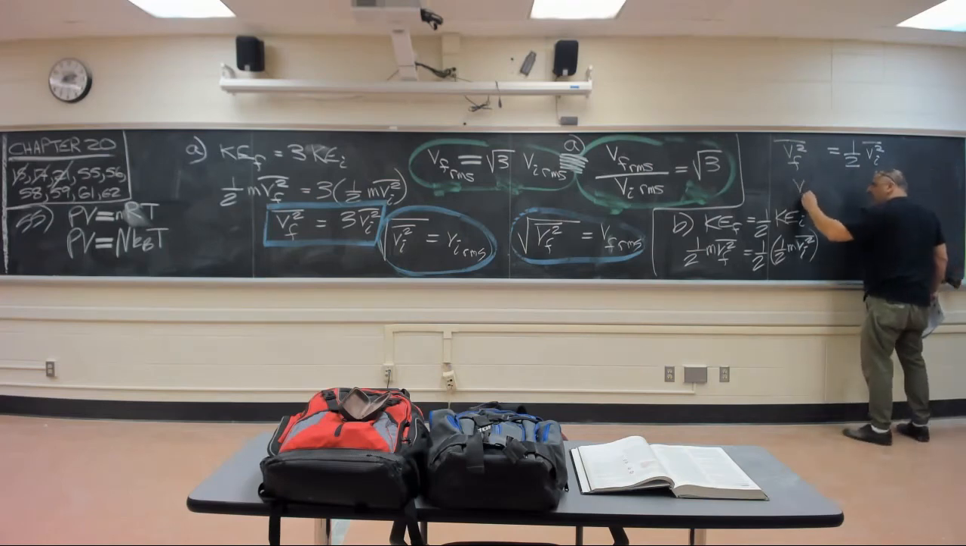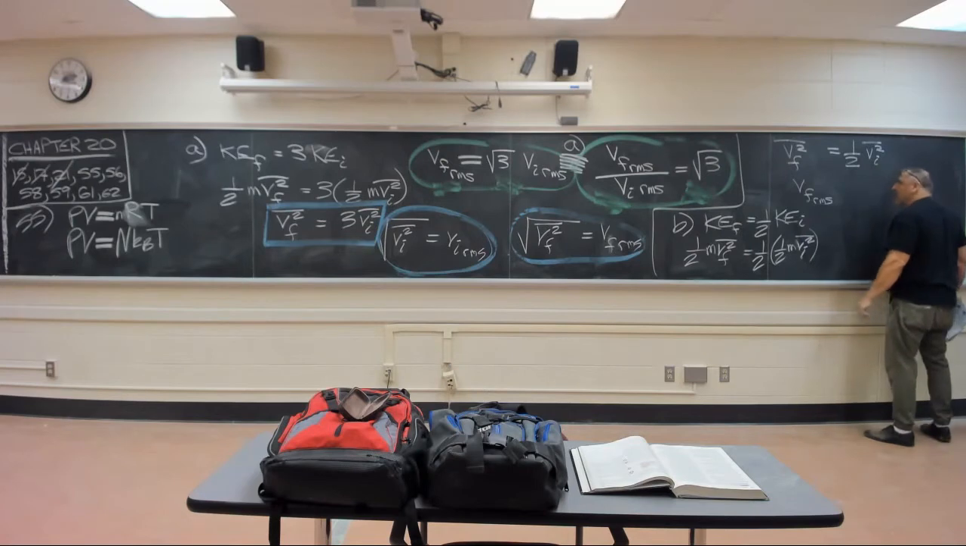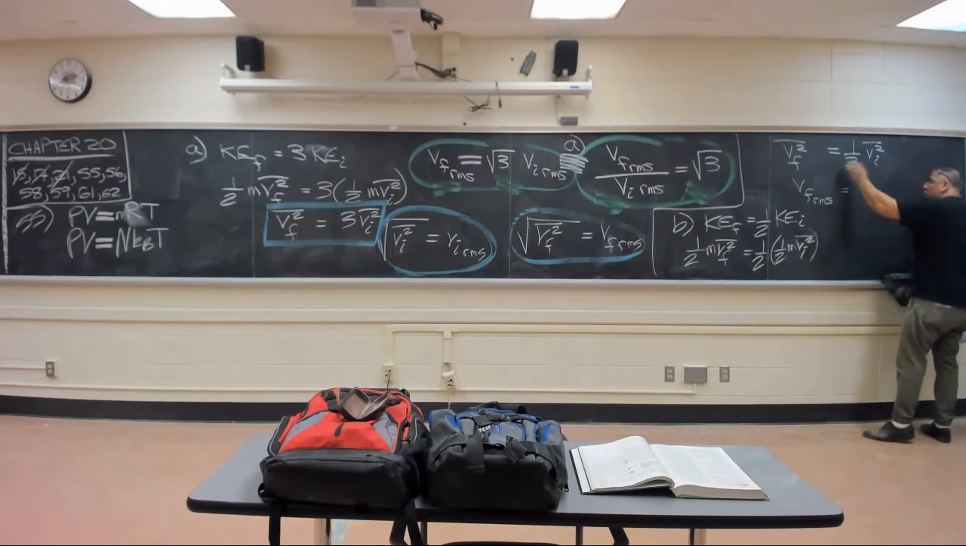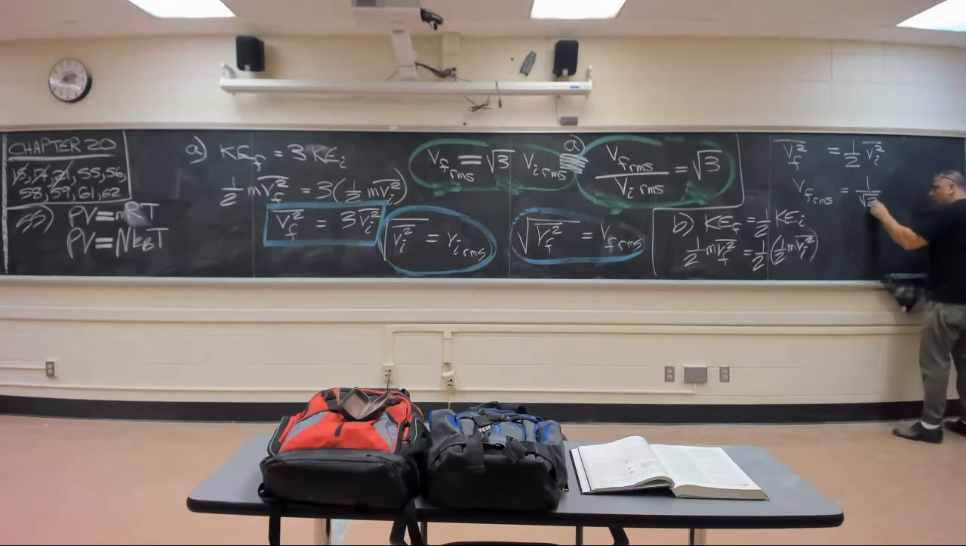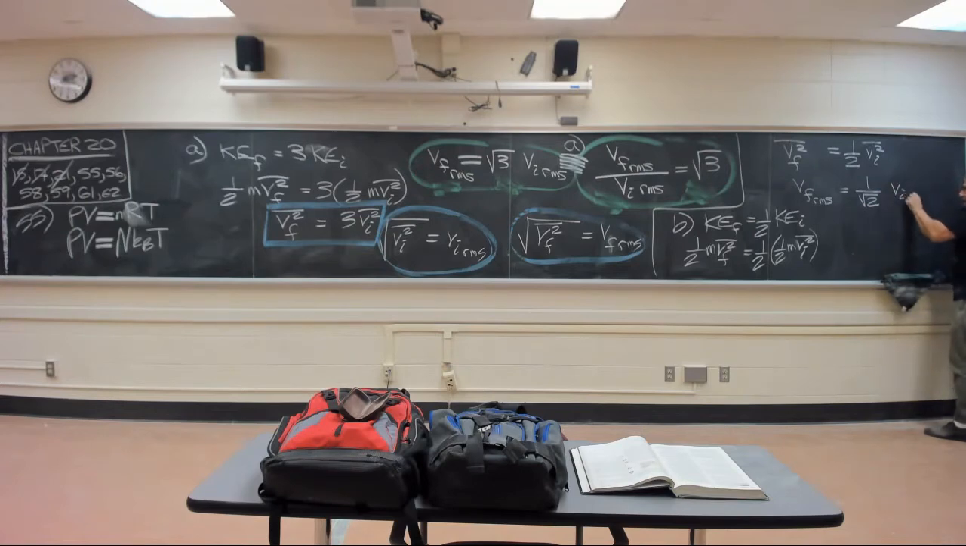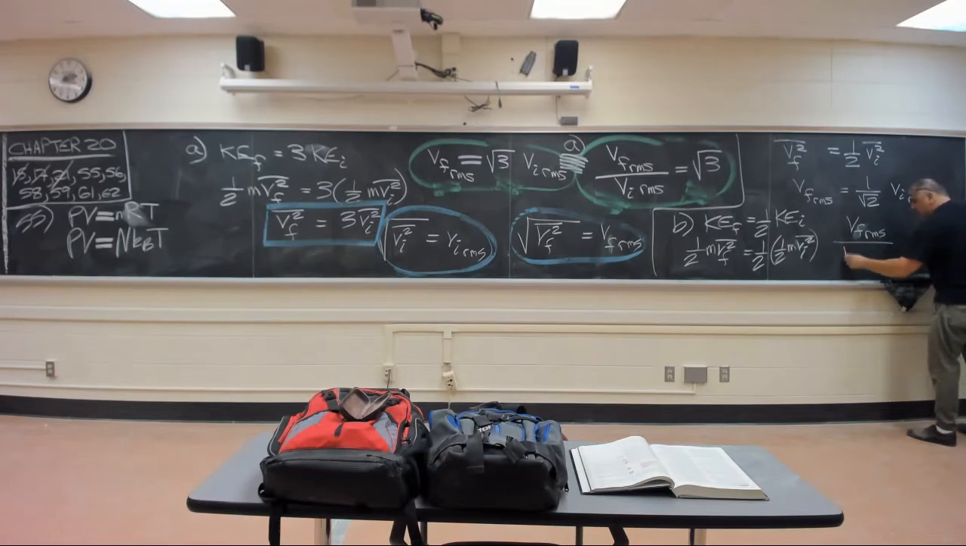Square root both sides. When you square root the average of the squares, you get the RMS average. The square root of the average of the vf squares is vf RMS. The square root of this is 1 over the square root of 2 times vi RMS. If you divide by vi RMS, this is vf RMS over vi.